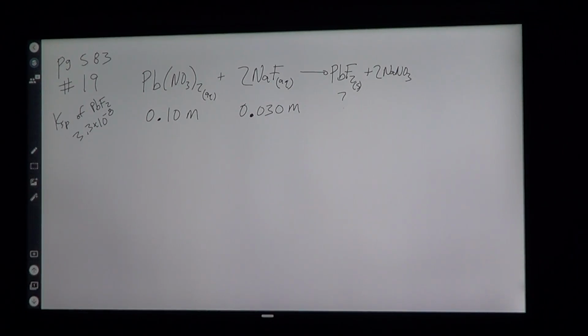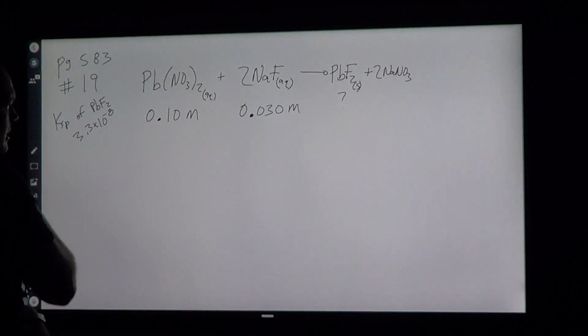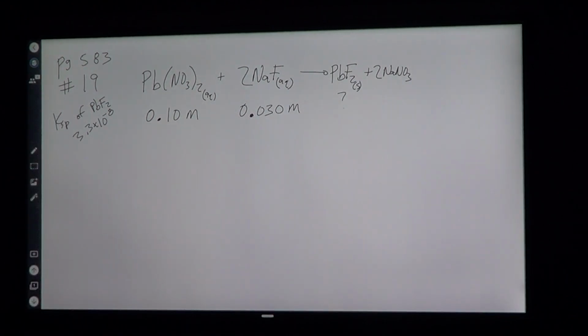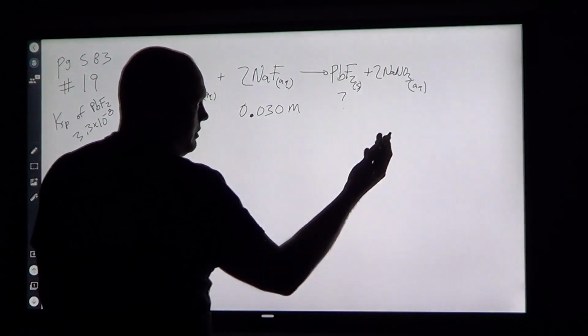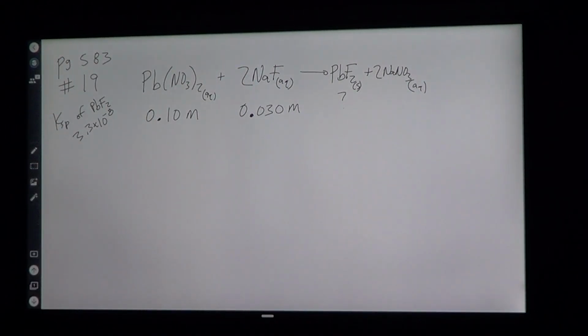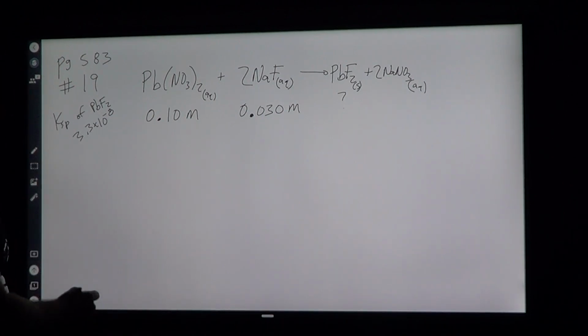Now we're going to try to prove whether a precipitate will form or not. In your books on page 583, number 19, it tells us that we're going to mix equal volumes of 0.10 molarity lead nitrate and 0.030 molarity sodium fluoride, and it wants us to predict whether a precipitate will form or not. Using our rules from earlier in the year, we would assume that the lead fluoride is the precipitate, because the other one is always aqueous with an alkali metal and a nitrate. But we need to actually prove whether a precipitate would form or not. This problem requires you to do a couple of things from earlier in the year. I looked up in the table, which the book says to use, the KSP for lead fluoride, which is 3.3 times 10 to the minus 8.